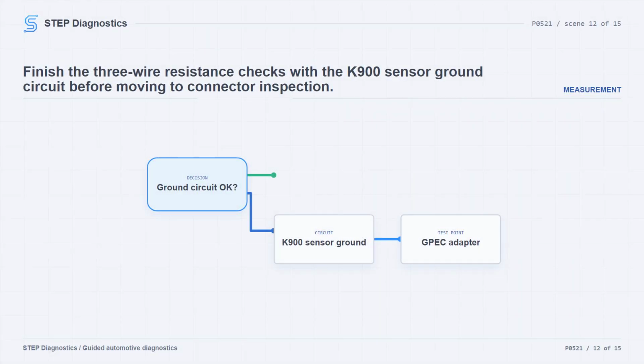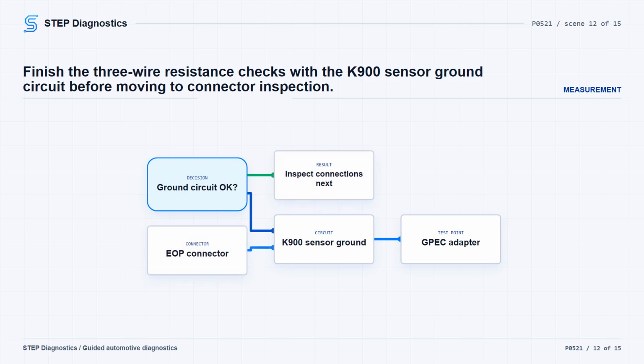Now measure resistance in the K900 sensor ground circuit from the EOP sensor harness connector to the GPEC adapter. Again, the resistance should be below 3.0 ohms. If it is not below 3.0 ohms, repair the K900 sensor ground circuit for an open or high resistance, then verify the repair. If it is below 3.0 ohms, the next move is connector and harness inspection.